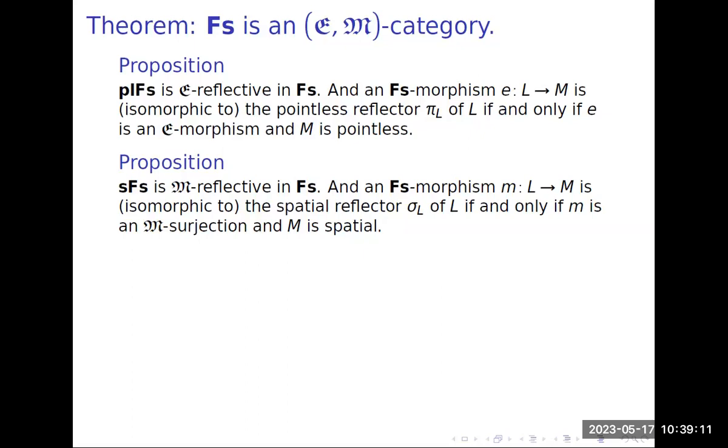But more than that, any morphism which happens to be a fractor E morphism and whose codomain is pointless is in fact necessarily the pointless part of the frame. That is a characterization of the pointless part in terms of the nature of the morphism involved and the nature of the codomain. Likewise, a morphism which happens to be a fractor M morphism and whose codomain is spatial is the spatial part of the frame. This is a characterization of the spatial part of the frame purely in terms of the nature of the morphism and the nature of the codomain.